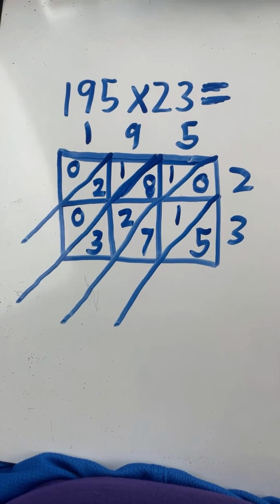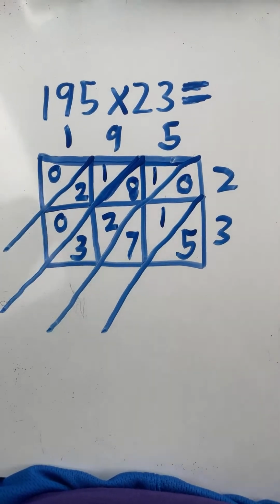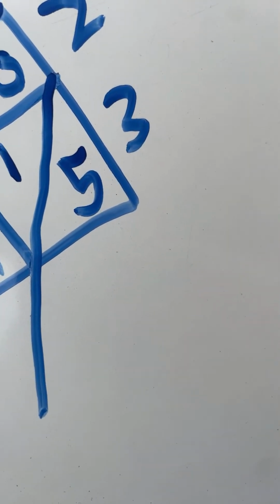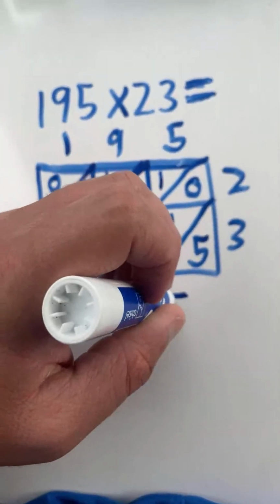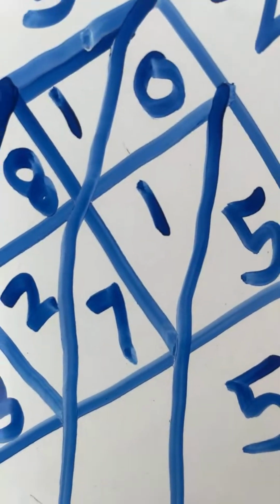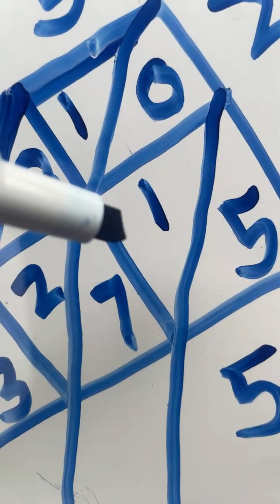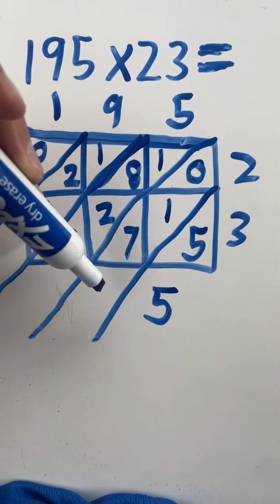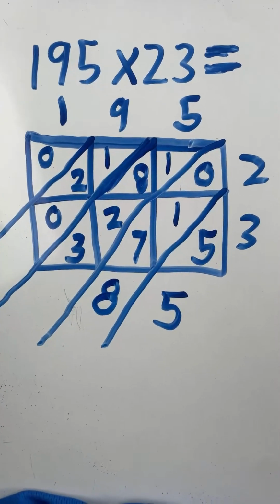So now we have to add up all the numbers within the square by each diagonal line. So looking at this first diagonal line here, let me turn the camera so it's easier to see. So the only number along this first diagonal line is 5. So 5 is going to go here, representing the ones place. Now in between these two diagonal lines, we have 0, 1, and 7. So 0 plus 1 equals 1, plus 7 equals 8. So 8's going to go here. It's going to be the number representing the tens place.